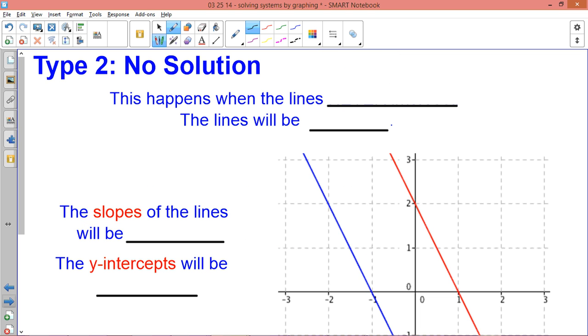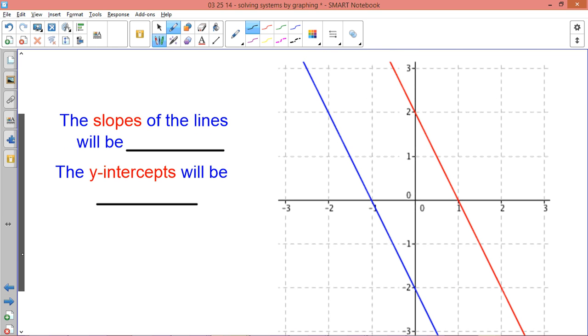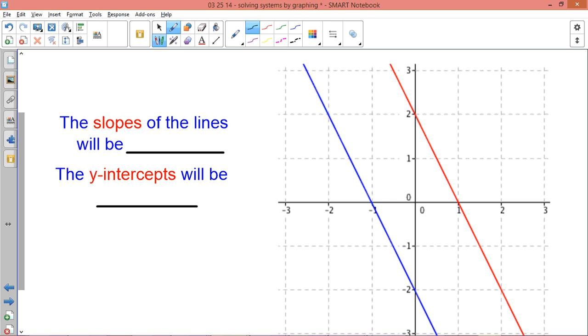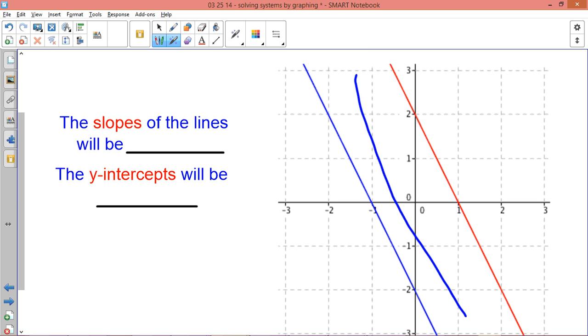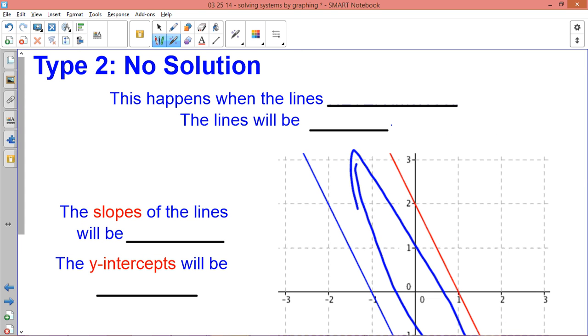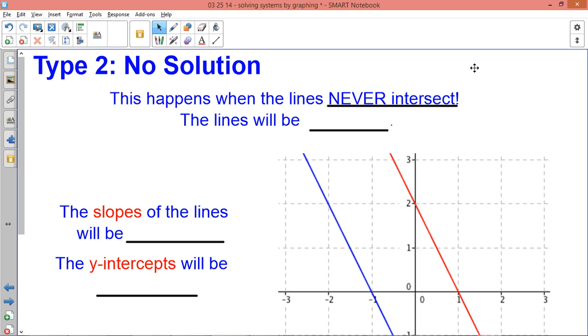Here's the next type. There can be no solution. Look at the graph here and look at the point of intersection. Notice the lines are parallel, so there is no point ever where the two lines will meet. They will stay the same distance from each other forever. Okay? So this happens when the lines never intersect. There is no solution, and the lines will be parallel.